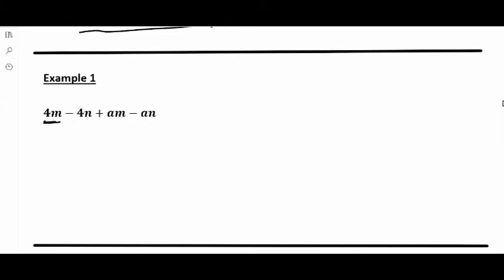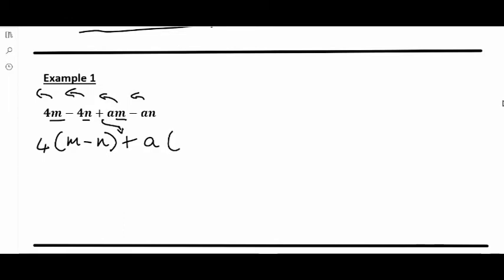Before we start changing it around, let's leave it as is. Let's pull out a 4 out of these two, and then we'll pull out an a out of those two. If I pull out a 4 out of the first two, I'll be left with m minus n, plus that's this plus here. Let's pull out an a on the next one: a into m minus n.